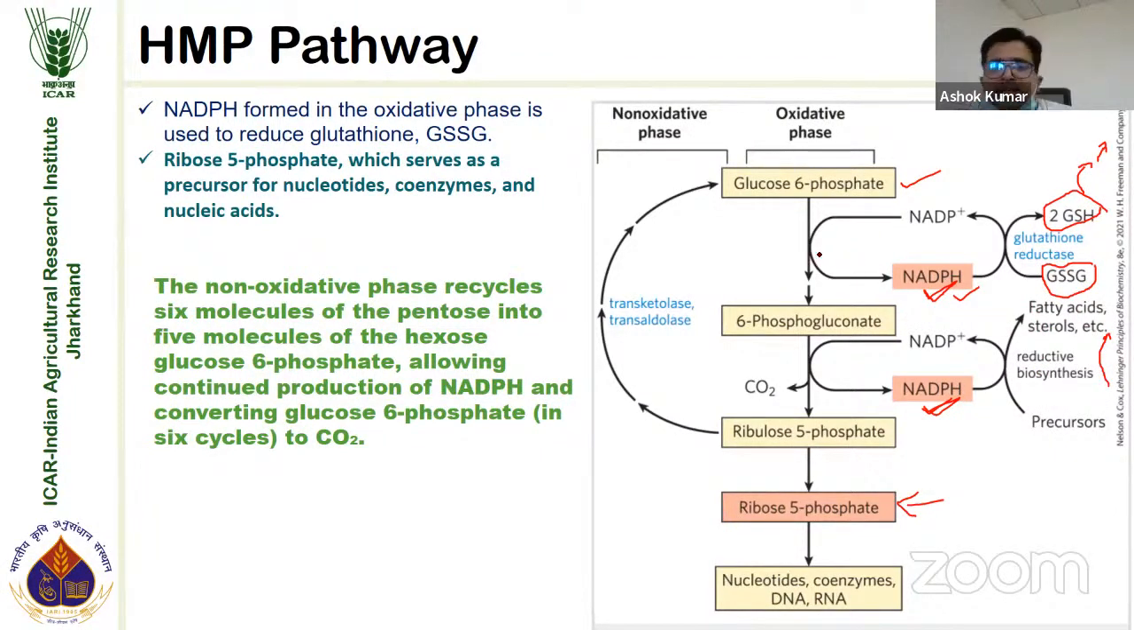Initially, in the first reaction, only one CO2 molecule is released. This is the only step where oxidation of this carbon to CO2 is done. There is another phase also, where we convert this glucose into 5 carbon sugars. This is the non-oxidative phase, and these non-oxidative phases are very common in photosynthetic cells, particularly plants.